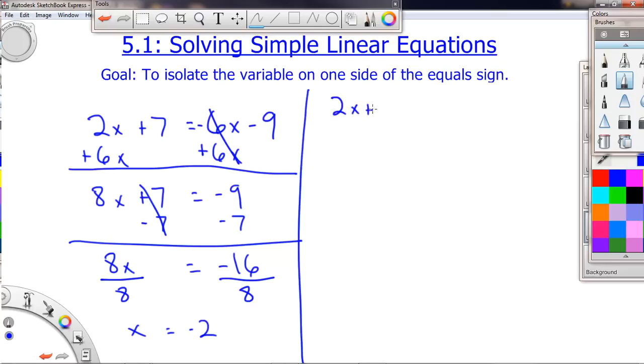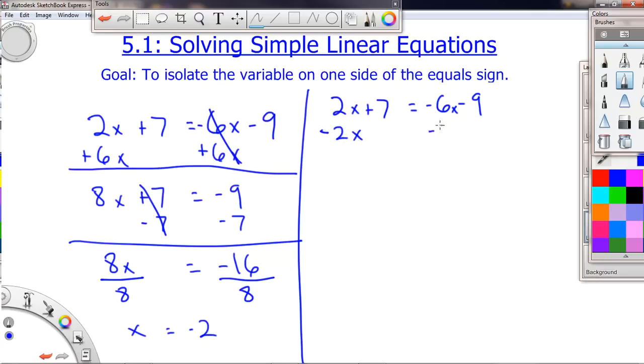So 2x plus 7 is equal to negative 6x minus 9. Now let's say I go the other route. Okay. I'm going to subtract 2x. Here I added 6x to get rid of this. This time I'm going to cancel out the 2x. And it still works. I just want you to know. It's a different way of doing the problem. And it still works. But there's maybe a little trick to it. Or maybe something that could cause problems later.